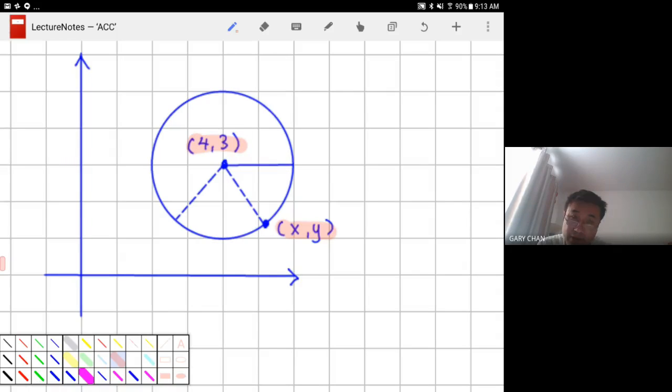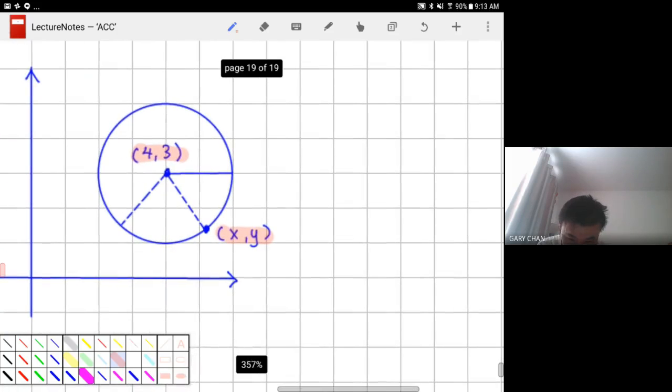So how do I express the distance between point X, Y and the center 4, 3? Anyone have any thoughts? There's a formula that sounds exactly like what we want to do here. The goal for the next 30 seconds is to find an equation that describes the distance between point X, Y and the point 4, 3.